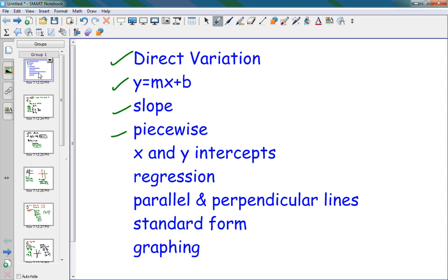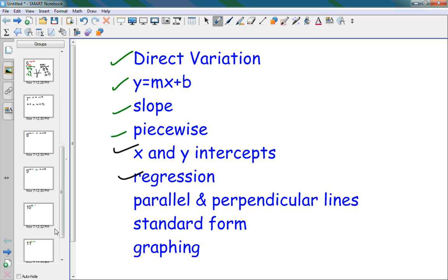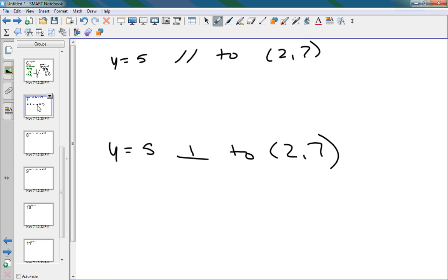Next, regression. We've been doing parallel and perpendicular lines. What is y equals 5? What's parallel to the point 2, 7? Y equals 5 is what type of line? Y equals 5. Horizontal.